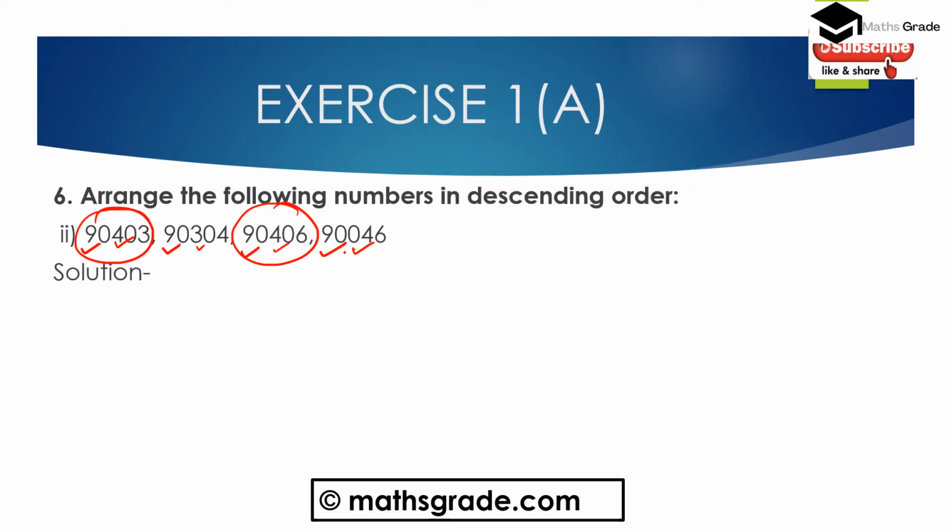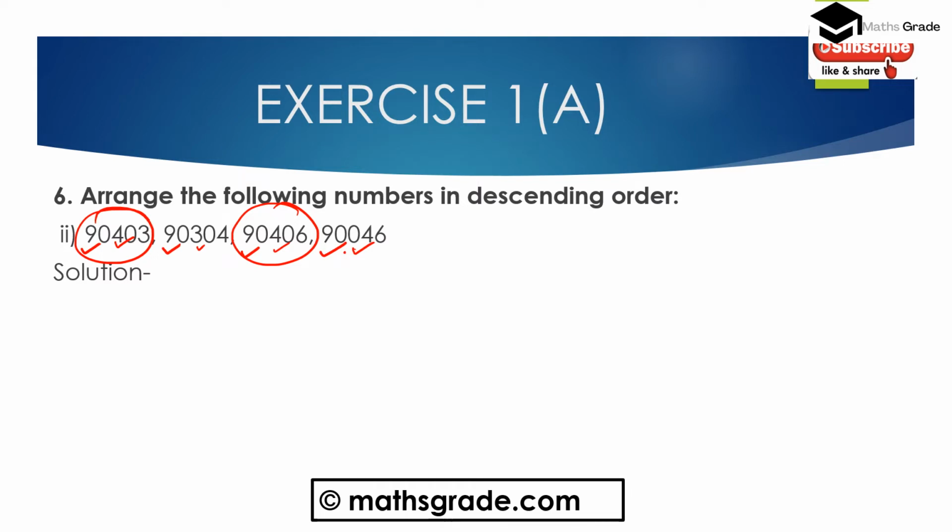Comparing 90,403 and 90,406. Here in 100 place value digit, both have 4. So next, move to the 10's place value digit. In 90,403, 10's place value digit is 0. In 90,406, 10's place value digit is 0. Both are equal. So next, move to the 1's place value digit.